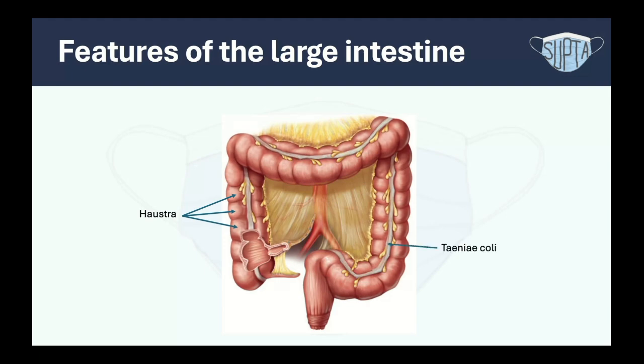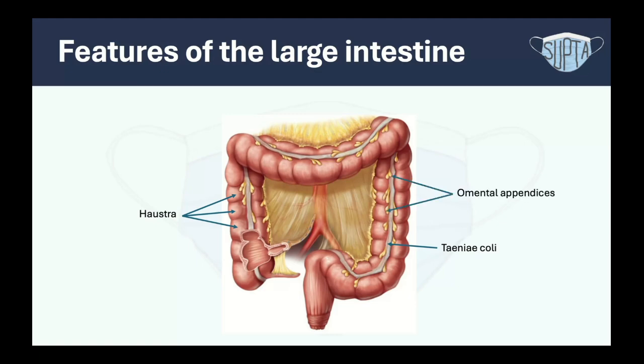Then next we have taenia coli. These are longitudinal muscle bands. There's 3 of them that run along the outer surface of the colon, and which is what creates these haustra. And the taenia coli is also an important landmark for locating the appendix because these bands converge at the base of the cecum and at the base of the appendix on the cecum. And so during surgery, the surgeon can just follow the taenia coli and it will lead them to the appendix.